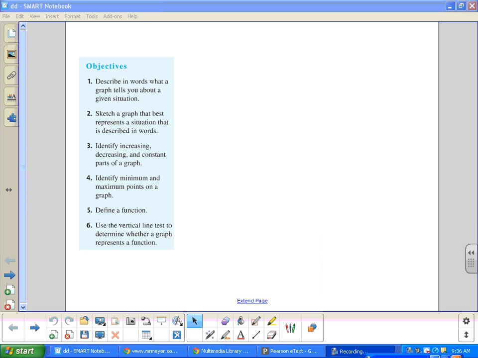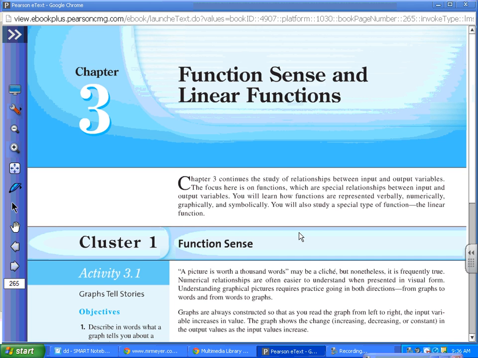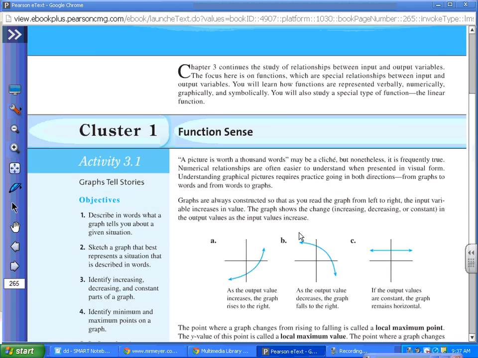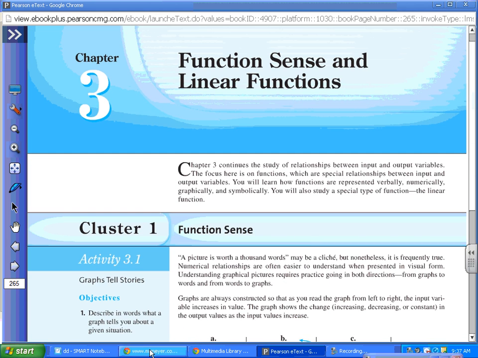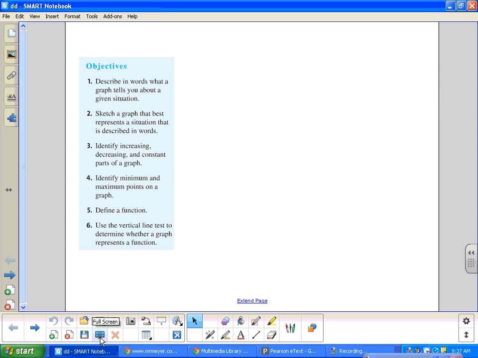Hi, this is section 3.1 in the syllabus. We have a few different objectives that we are going to go over for section 3.1, but it mostly deals with graphs. I have a quick video I'm going to show you that is a great visual representation of some of the things that are talked about in 3.1. So here it is.